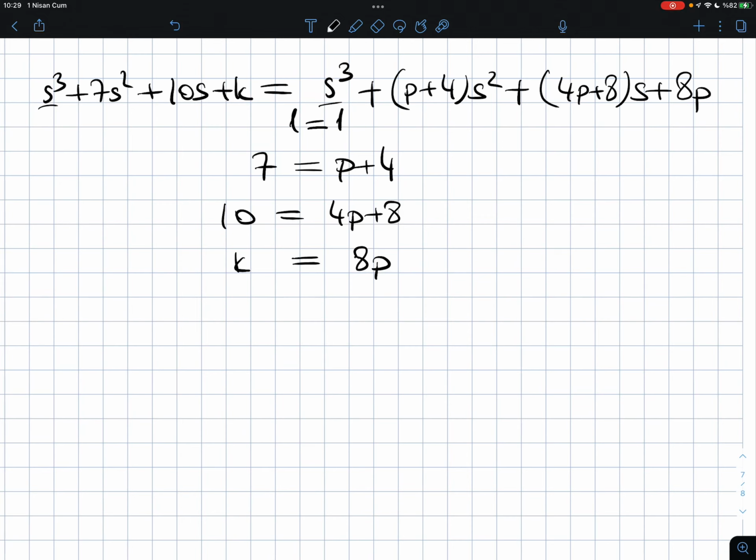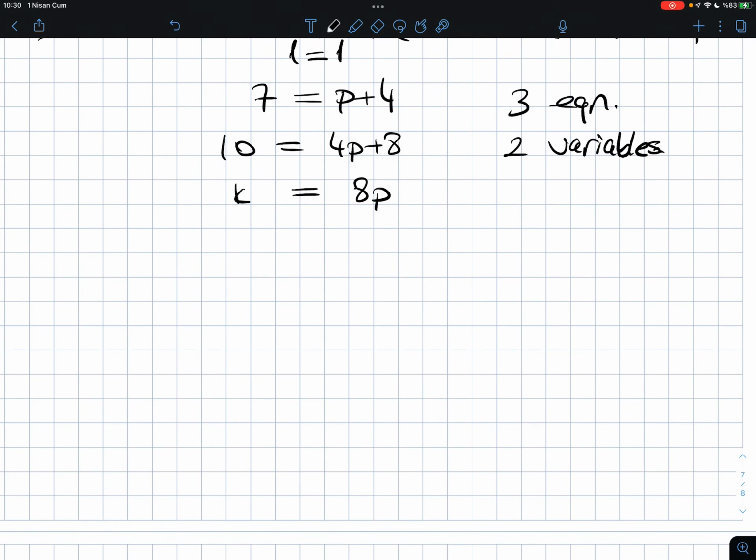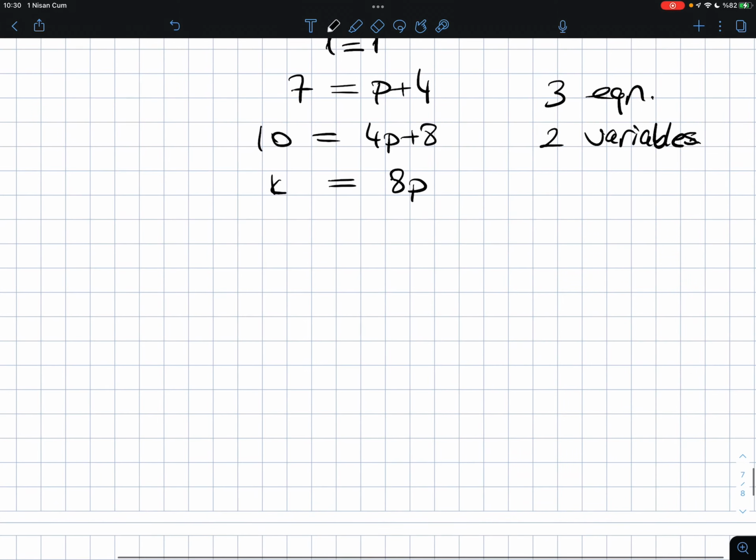Now, from this set of equations, I can see that we have 3 equations, and we have only 2 variables. Now, interestingly, there's only one possibility where I can have a solution, and that is that two of the equations in this set of equations should be basically aligned or should be reduced down to the same equation. So it should lose rank in this case. If you put it in a matrix format, it should lose rank. Now, let's see if it's the case.